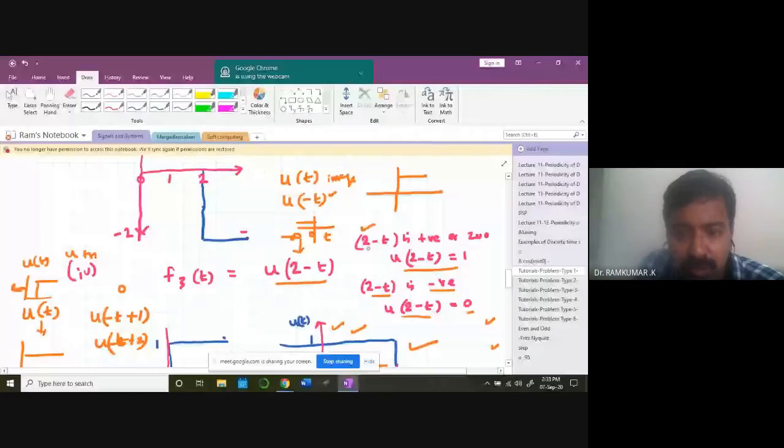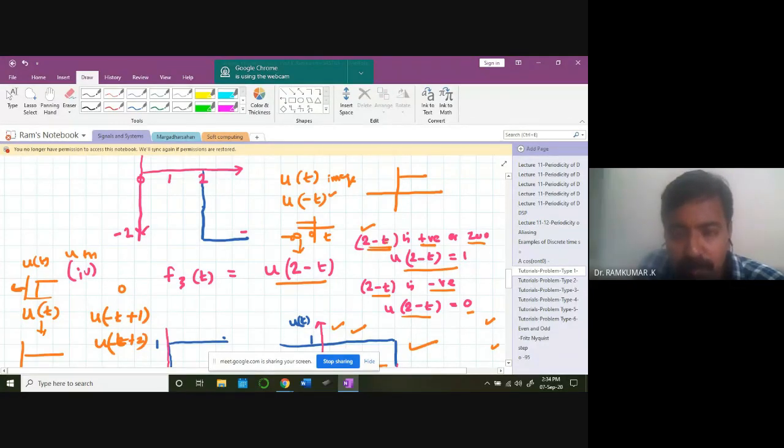Okay, 2 minus t is positive or 0, then u of 2 minus t equals 1. When will it become positive? t should be smaller than 2. Then only you can get a positive value. That's why you are getting it for all those values. From 2 it goes all positive. It is smaller than 2, then only you get 2 minus t positive, or otherwise it can be 0 also.